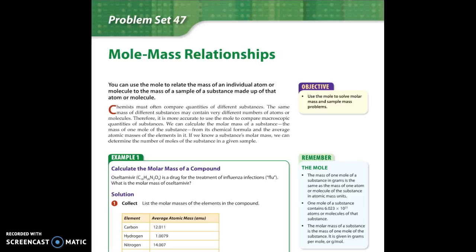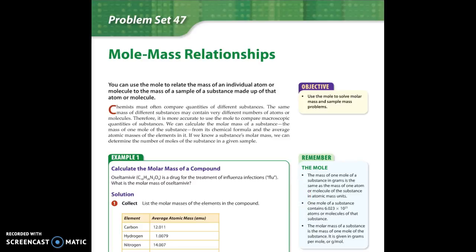We can calculate the molar mass of a substance, the mass of 1 mole of the substance, from the chemical formula and the average atomic masses of the elements in it. If we know a substance's molar mass, we can determine the number of moles of that substance in a given sample. Remember, the mass of 1 mole of a substance in grams is the same as the mass of 1 atom or molecule of the substance in atomic mass units.